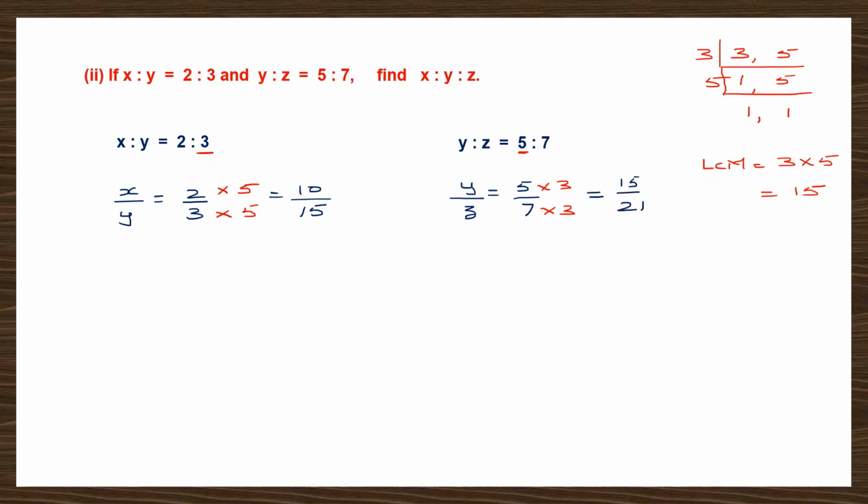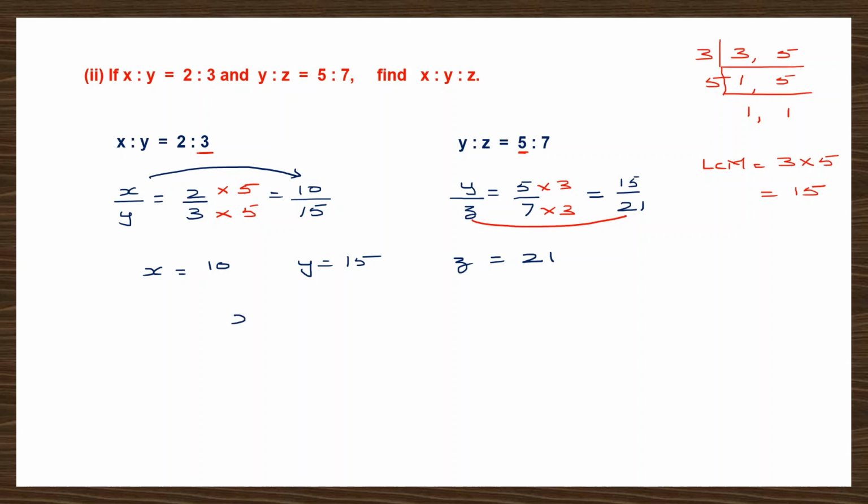So now we have the values of all these. X is equal to, now we found the value of x to be 10. Y is equal to, now here if you look at y is 15 here and here also y is 15. So we got the same value for y. So y is 15 and z is 21. As you can see here, z is 21. So now we have the values of all three variables here.